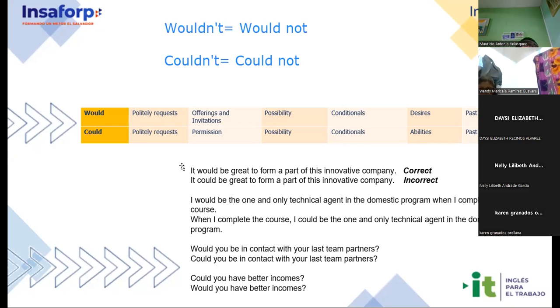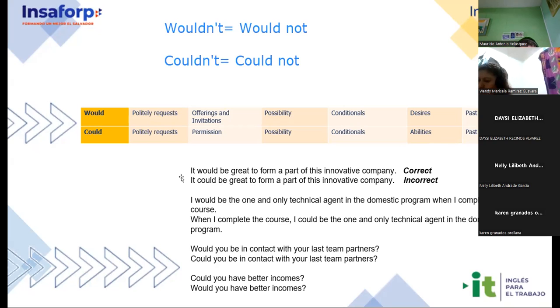Veamos, ¿cómo leeríamos esta vez? It would be great to form a part of this innovative company. Veamos la siguiente. It could be great to form a part of this innovative company. A ver, en la primera, ¿qué connotación sentimos? It would be great to form a part of this innovative company. La connotación en explicación podría ser que... una posibilidad. Exactly, as a possibility, right? As a possibility. Y si vemos la siguiente, it could be great to form a part of this innovative company.